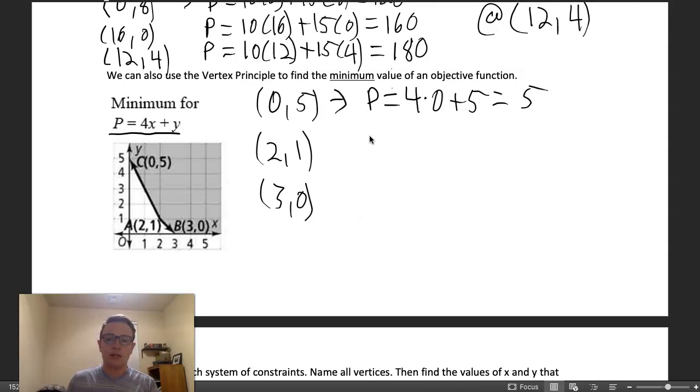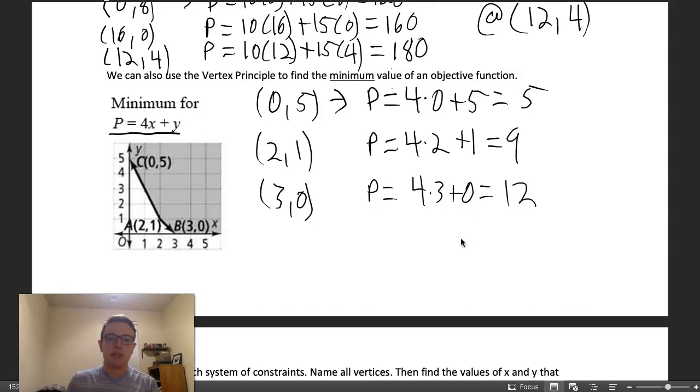The next one, (2, 1): p is going to be equal to 4 times 2 plus 1, or it's going to be 9. And then for (3, 0), p is going to be equal to 4 times 3 plus 0, so that's going to be 12.